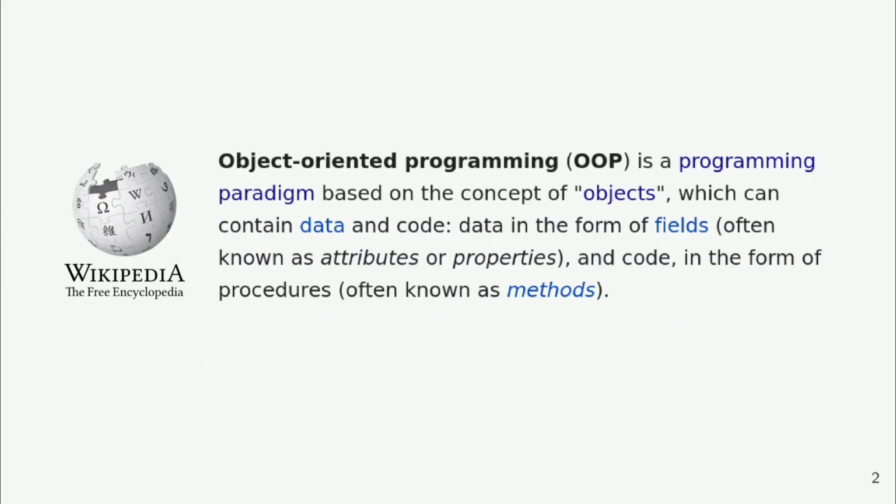Wikipedia defines object-oriented programming as a programming paradigm based on the concept of objects which can contain data and code. Data in the form of fields, often known as attributes and properties, and code in the form of procedures, often known as methods.